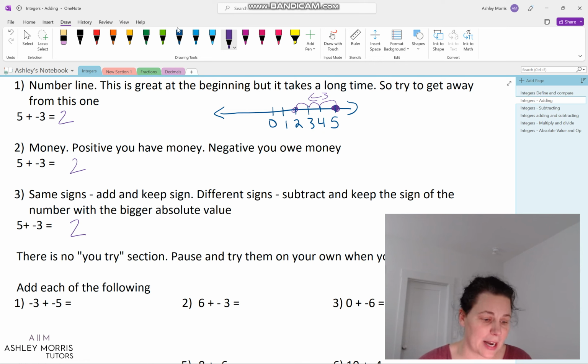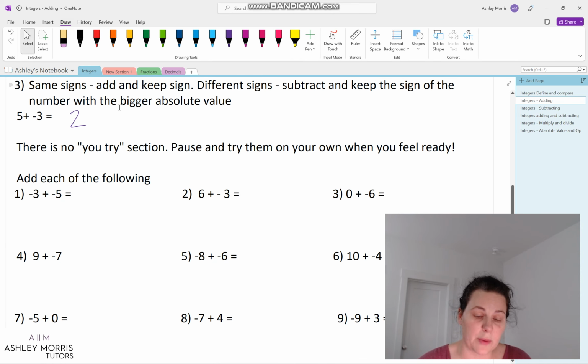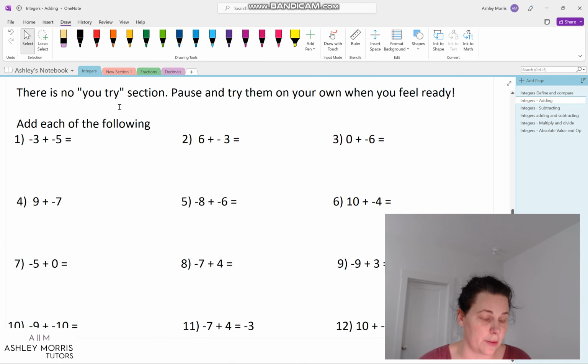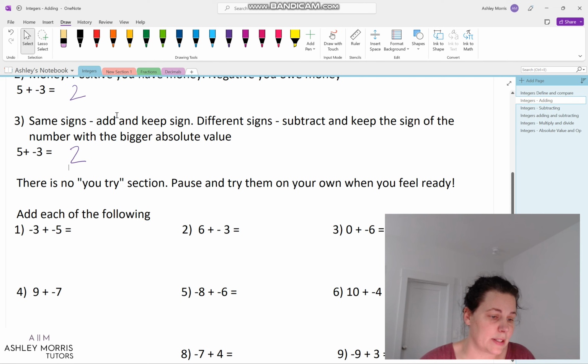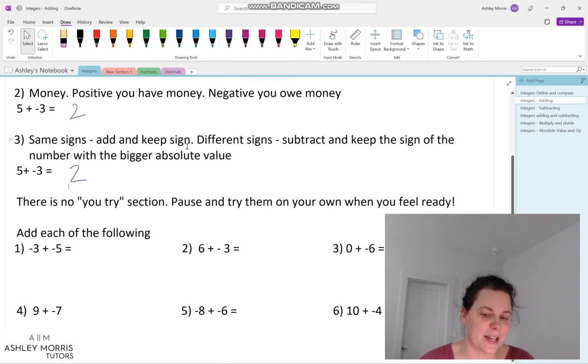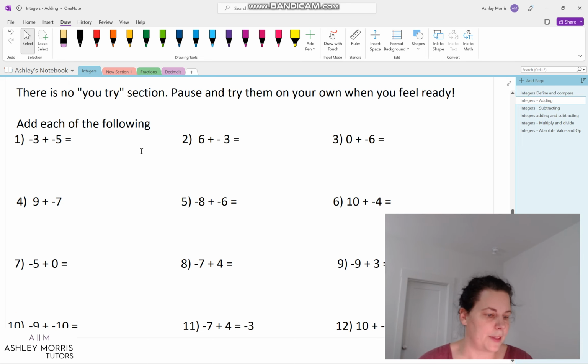Now for the next part, I did not do a you try section. So when you're starting to feel confident with these, pause and try them on your own. And if you need to pause and rewind at any time, go for it. So I'm going to stick with the same signs, different signs, just because that's the most common. You might hear me do the second one every now and again, just because that's my preferred method.